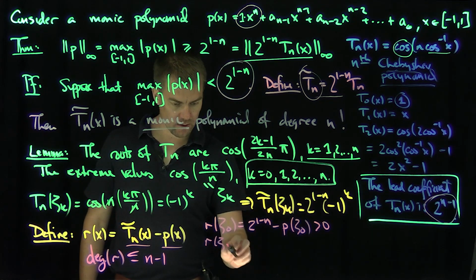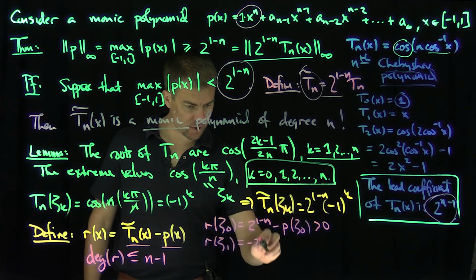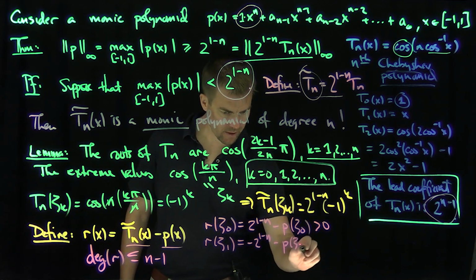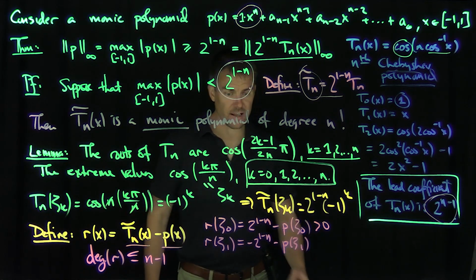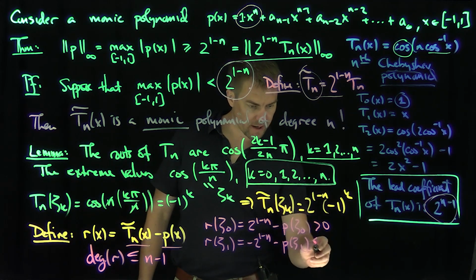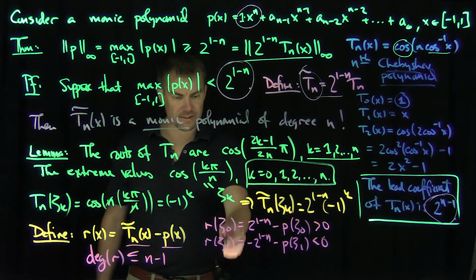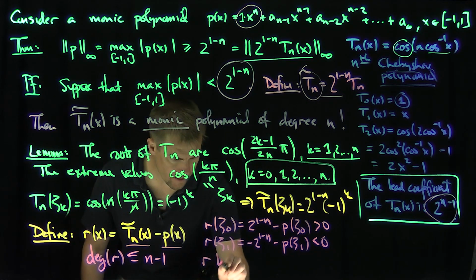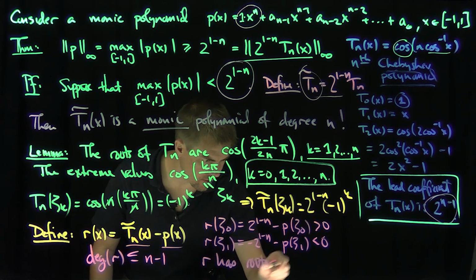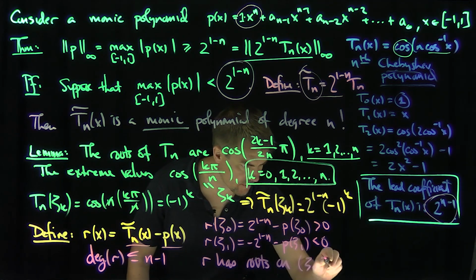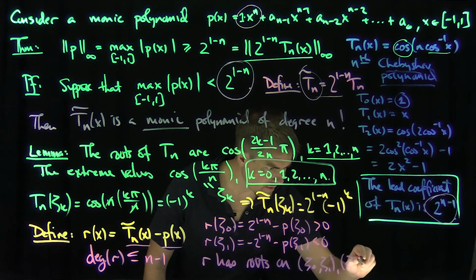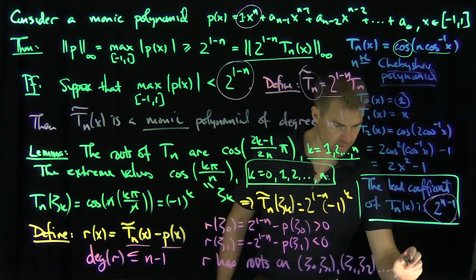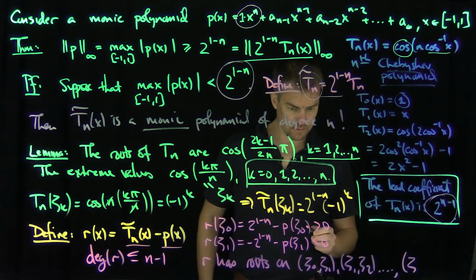If I look at r of zeta 1, that's going to be negative 2 to the 1 minus n, and then minus p of zeta 1. And that thing over there is going to be negative because there's no way p can catch up to the negative 2 to the 1 minus n. So in other words, between zeta 0 and zeta 1, there's a root of r, right? So r has roots on zeta 0 to zeta 1, zeta 1 to zeta 2, all the way down to what?